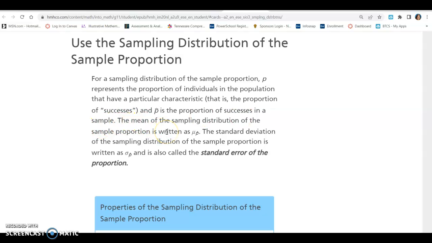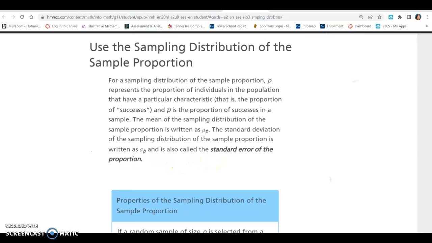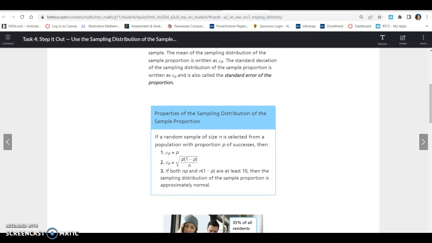The mean of the sampling distribution of the sample proportion is written as the mean subscript p-hat here. The standard deviation of the sampling distribution of the sample proportion is written as the standard deviation of p-hat, and it's also called the standard error of proportion.